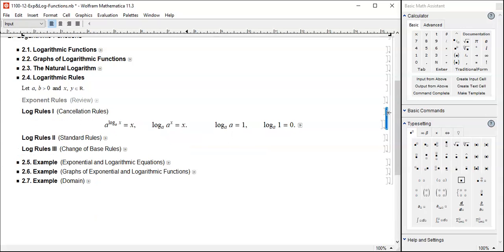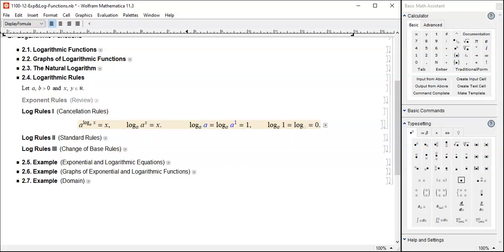Okay, here are some log rules. First, cancellation rules, and we already discussed it. Log and exponential are inverse of each other, so they just cancel out, either way. Now, here are two special cases. Log base a of a is equal to 1. Why? A can be rewritten as a to the first power, and after cancellation we just get 1. You see, if nothing is there, then 1 is hidden.